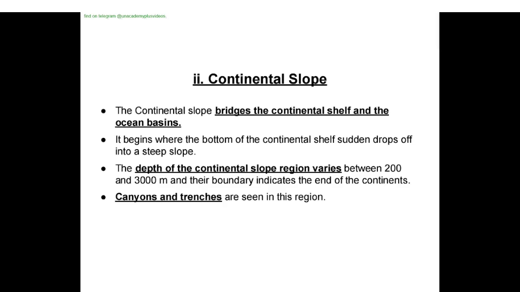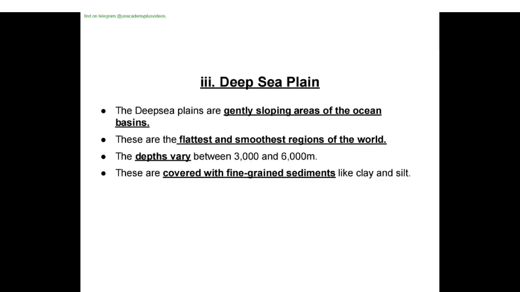The continental slope bridges the continental shelf and the ocean basins. It begins where the bottom of the continental shelf suddenly drops off into a steep slope. The depth of the continental slope region varies between 200 and 3000 meters, and their boundary indicates the end of the continents. Canyons and trenches are seen in this region.